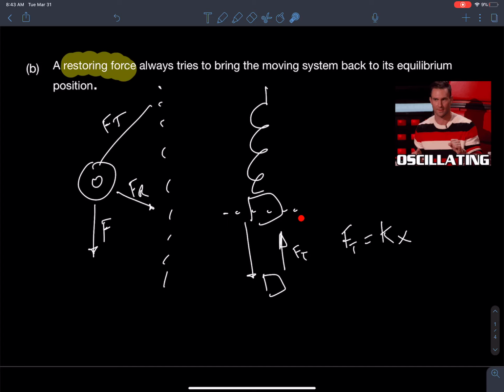Okay, when it comes back, it's going to have inertia. It's going to go a little bit further, compressing the spring, which is going to move the force in the opposite direction to bring it back to its equilibrium position. Okay, so here are two common examples. For SL, we really look at just pendulums and springs when we're talking about restoring force and analyzing how an object oscillates about an equilibrium position.